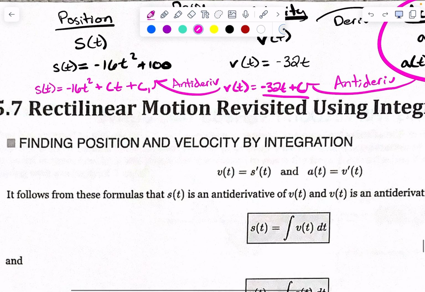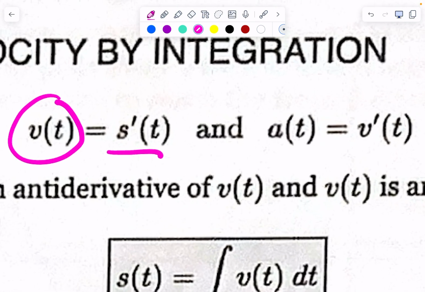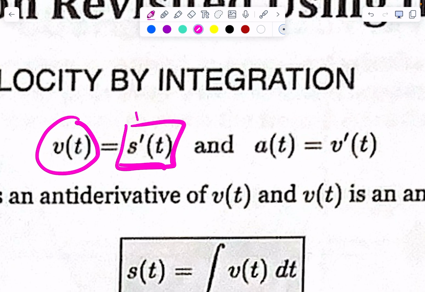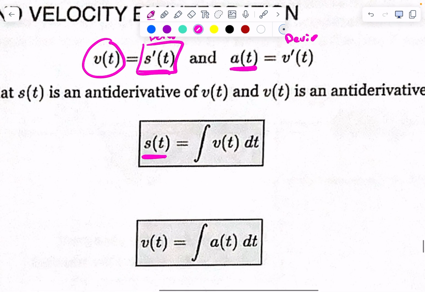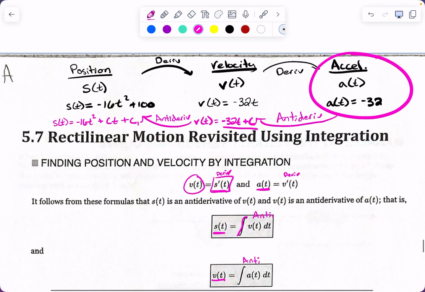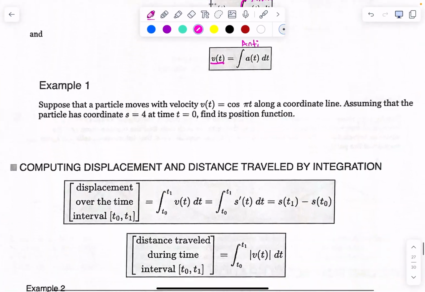In other words, velocity is the derivative of the position function, and the acceleration is the derivative of the velocity. But going back the other direction, the position function is the antiderivative of velocity, and the velocity is the antiderivative of the acceleration function. So you're going back the other direction. I like my visual better. But anyway, example 1. Let's get through this one and then we'll be done.